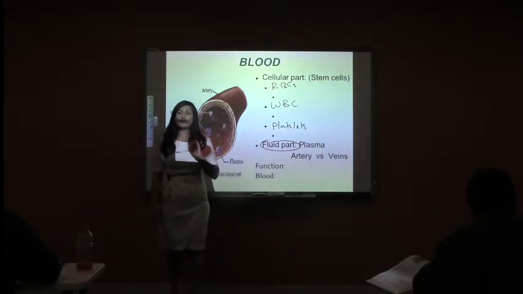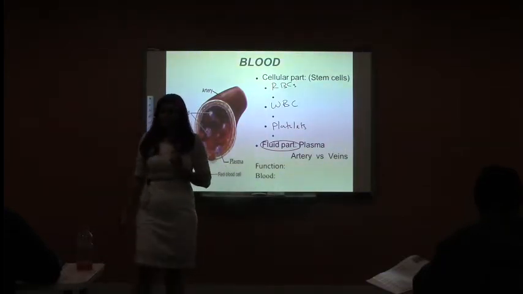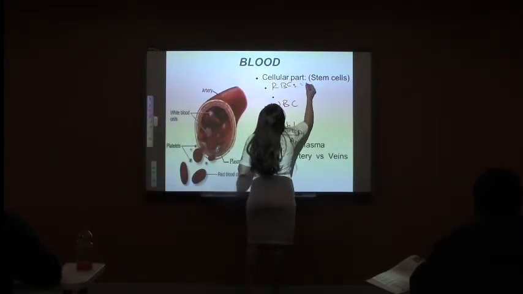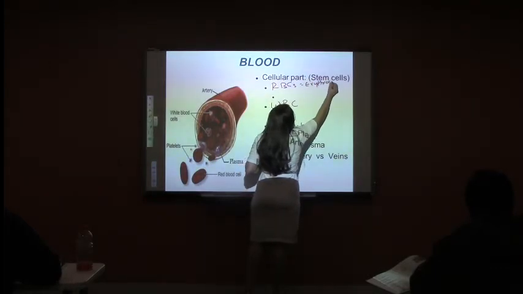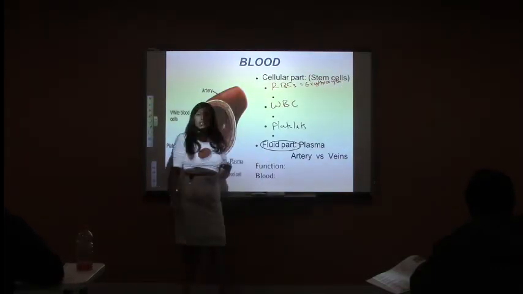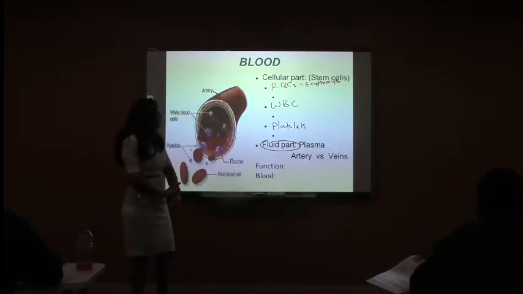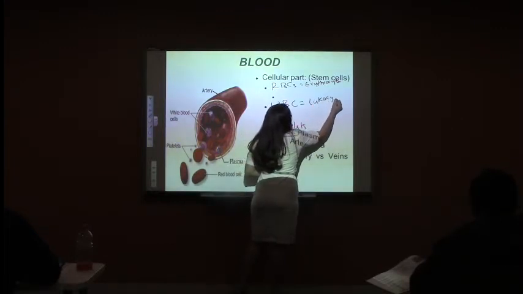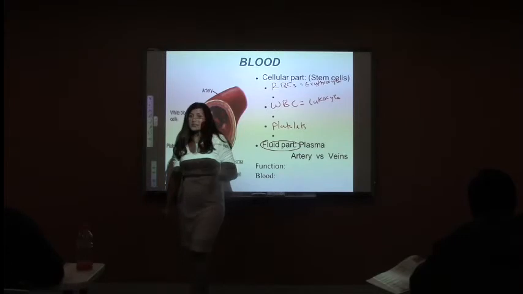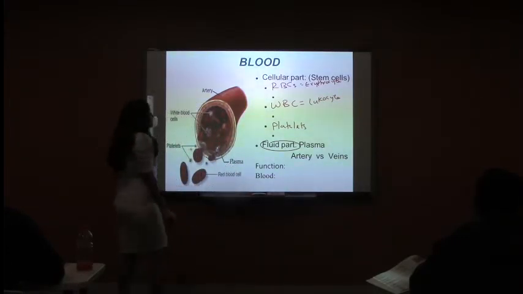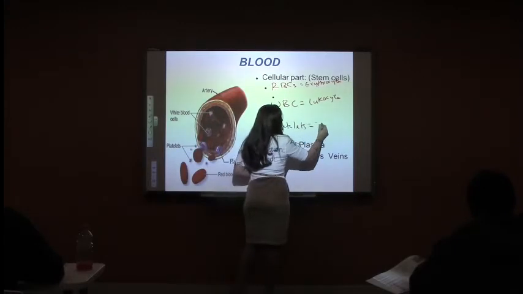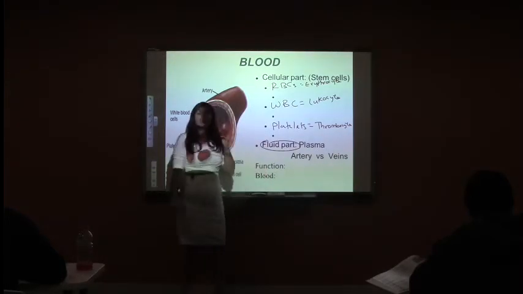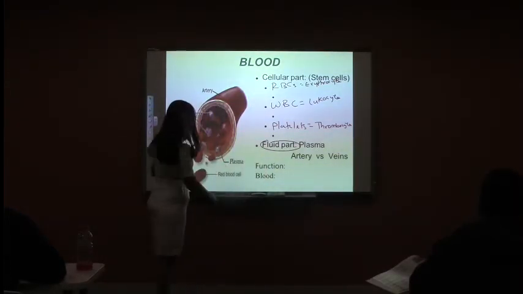What is the proper name for a red blood cell? Erythrocyte. Erythrocyte is a proper name for a red blood cell. White blood cell proper name is leukocyte. Don't you hear leukemia? It's cancer of white blood cells. Platelet name is thrombocyte. Okay? So those are the 3 different types of cells that we find in our blood.